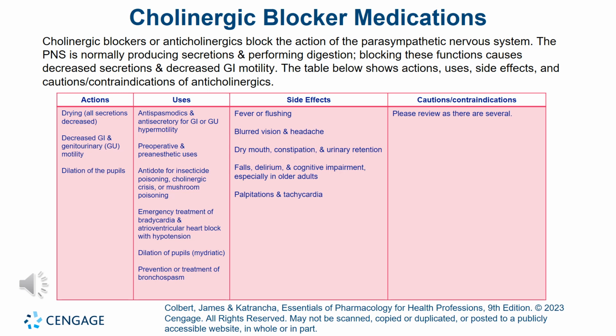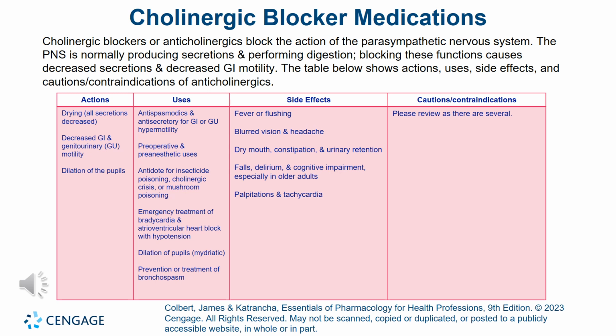The actions are drying. All secretions will decrease. Decreased GI and genitourinary or GU motility, and dilation of the pupils. They're used for antispasmodics and antisecretory for GI or GU hypermotility. They're used as a pre-op and pre-anesthetic. They are used as an antidote for insecticide poisoning, cholinergic crisis, or mushroom poisoning.